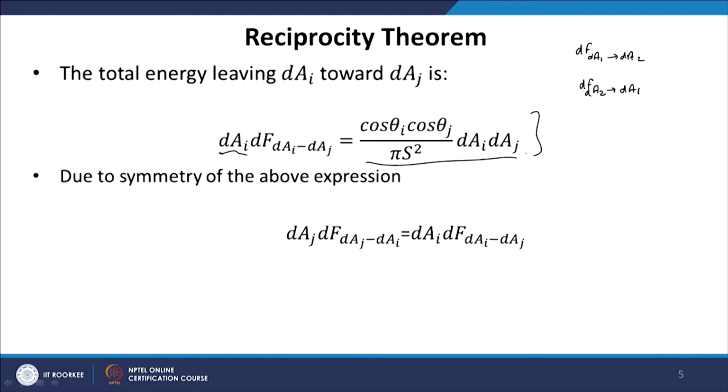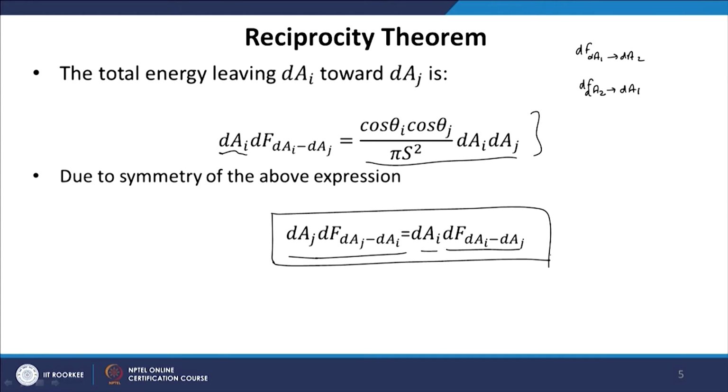So, what we conclude from this expression is that dAj dF dAj dAi, that is view factor multiplied by area of surface j, is equal to area of surface Ai, small element area dAi, times small view factor from surface Ai to surface j. That is the reciprocity theorem. Okay. So, if you know view factor from one surface to the other, you can calculate easily the view factor from the other surface to the first surface using this reciprocity theorem.